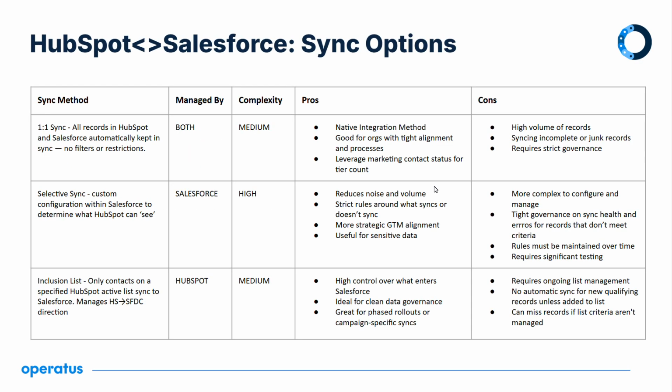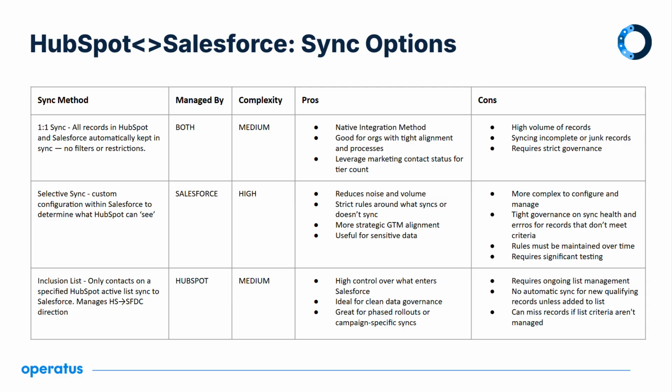Now, sync options, I'm not going to read all this one by one, but really at the high level, you've got your one-to-one sync, which is all of your records, a selective sync, which is basically think of it as a partition in Salesforce where you're defining what the HubSpot system can see. And then the inclusion list is really those contacts in HubSpot that meet a segment criteria can sync to Salesforce. All of these have pros and cons, which are on the screen right now.